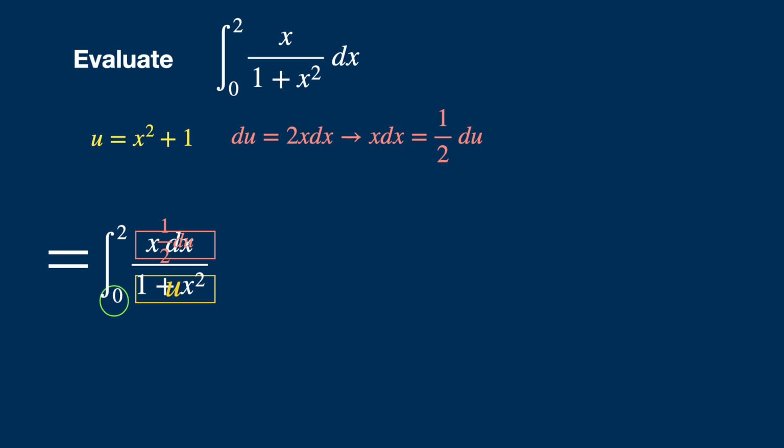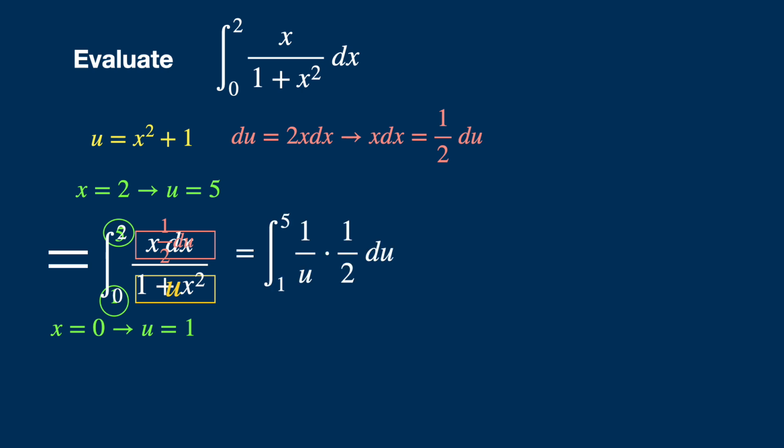Let's replace the limits. For the lower limit, x equals 0, u equals x squared plus 1, so 0 squared plus 1 is 1. For the upper limit, x equals 2, u is 2 squared plus 1, 4 plus 1, that's 5. So I can replace everything using the substitution method. You see the integral from 1 to 5 of 1 over u times 1 over 2 du.